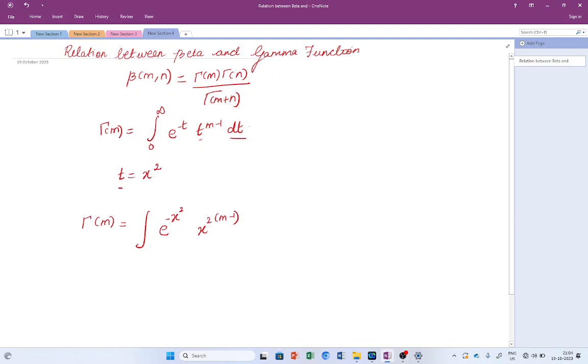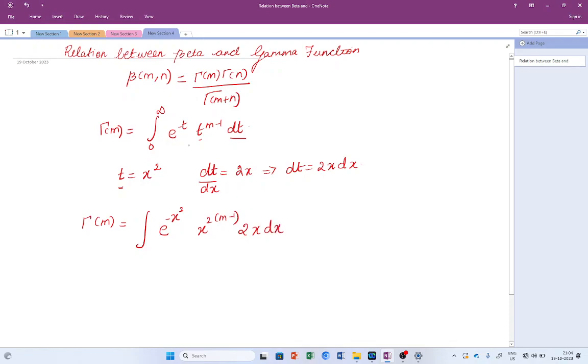In order to get dt, I have to differentiate this t. So when I'm differentiating t with respect to x, it will be 2x. So this implies dt is equal to 2x dx. So instead of this dt, I'll be having 2x dx.